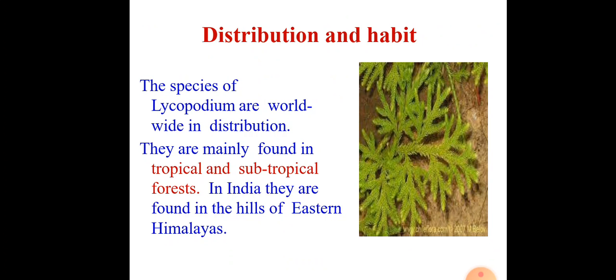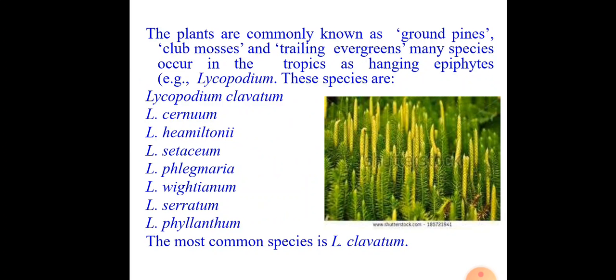And what about the distribution of Lycopodium? The species of Lycopodium are distributed worldwide. They are mainly found in tropical as well as subtropical forests. In India, they are found in the hills of the eastern Himalaya as well as the Western Ghats. The plants are commonly known as ground pines, club mosses, and trailing evergreens. Many species occur in the tropics as hanging epiphytes.